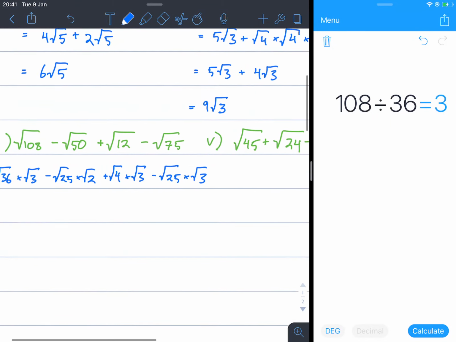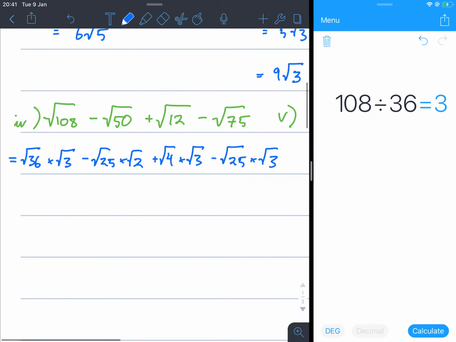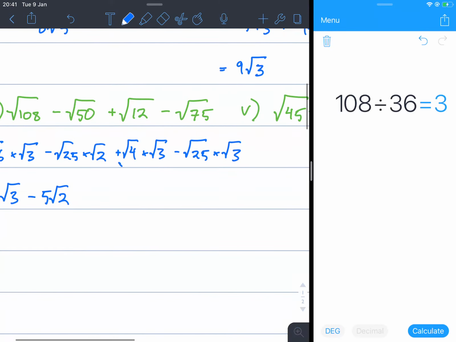Okay, simplifying these, this term becomes 6 root 3. This next term becomes 5 root 2. This next term becomes 2 root 3. And this last one becomes 5 root 3.